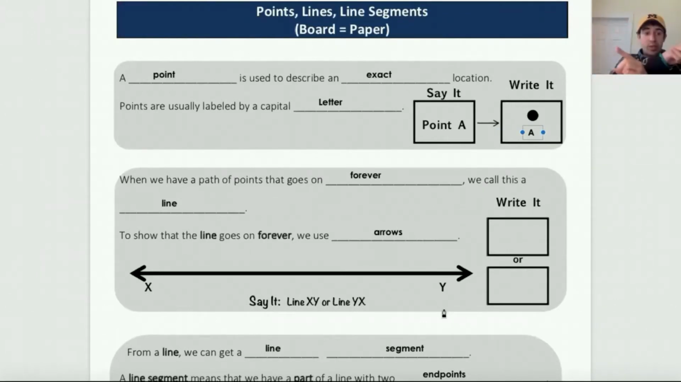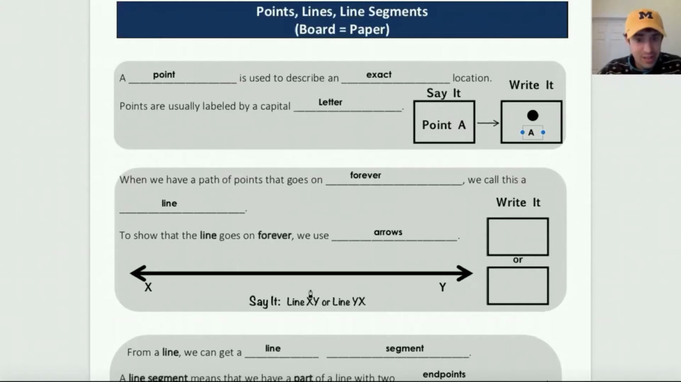Or just like multiplication, where you can flip 3 times 2, the product is 6, and 2 times 3, the product is 6, you can do that same thing with lines and line segments. So we could call this line XY, or we could call it line YX. And I know it's a line because it has the arrows right there that are pointing on forever.